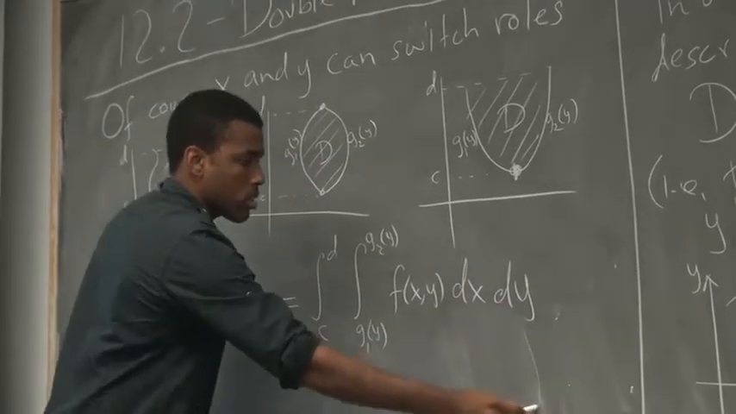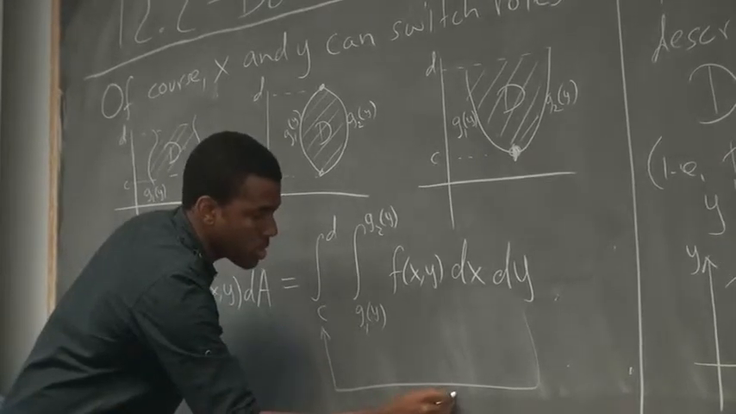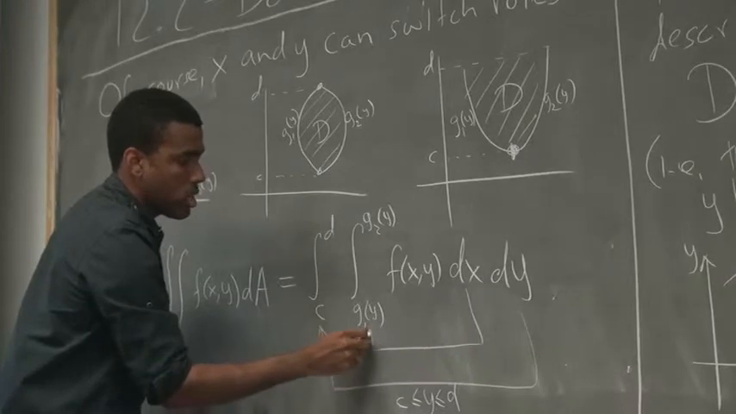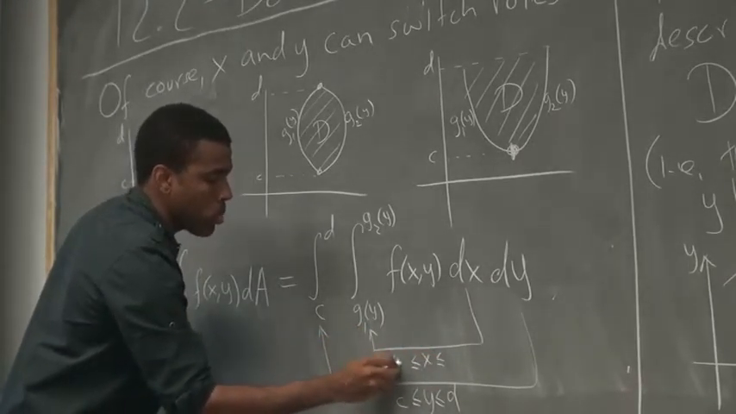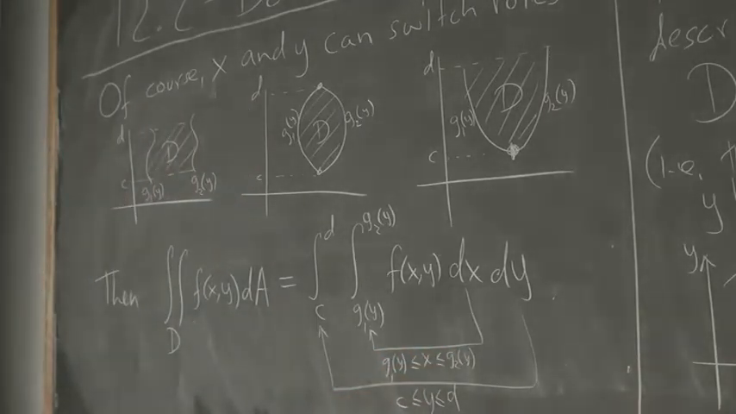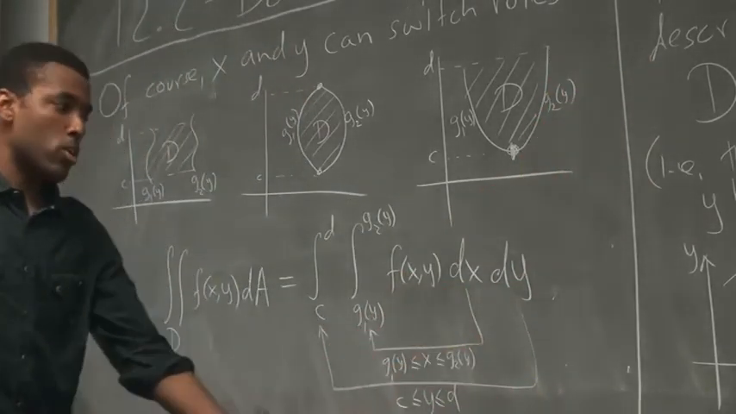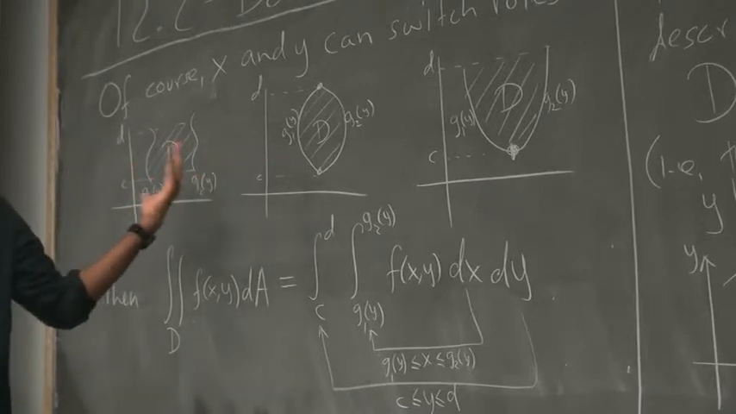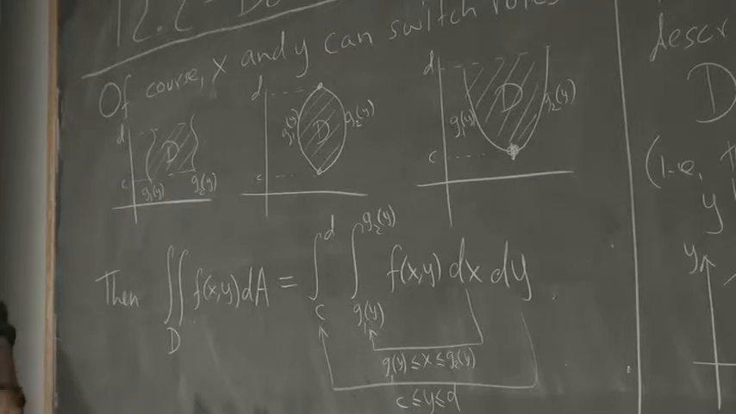And again, so here you have the y going between the constants C and D. And here you have the x going between the functions G1 of y and G2 of y. So you can have the x go between constants and the y go between functions, or the y go between constants and the x go between functions. It depends on, well, the kind of region you have will let you know how to set it up.